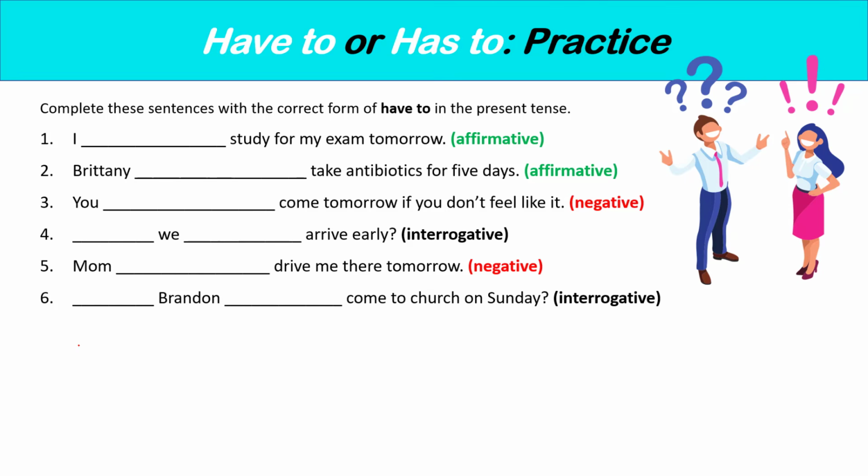Okay, so now let's correct these together. Number 1, I have to study for my exam tomorrow. Now, you cannot say I've to study. With have to, we do not use the contraction I've. That's incorrect. I have to study for my exam tomorrow. Number 2, Brittany has to. Again, Brittany is a she, so we say she has. Brittany has to take antibiotics for 5 days.